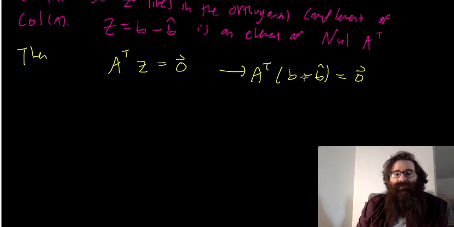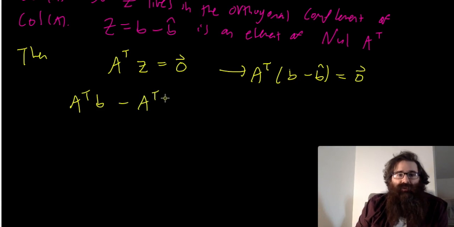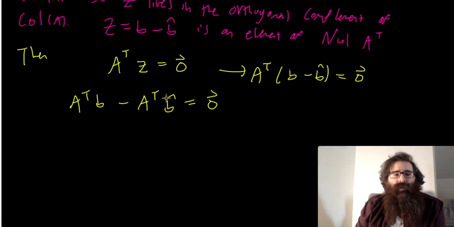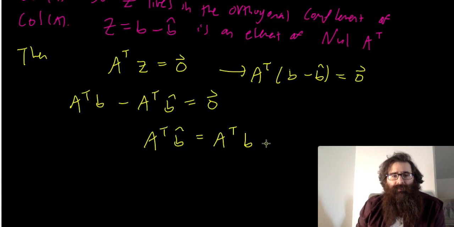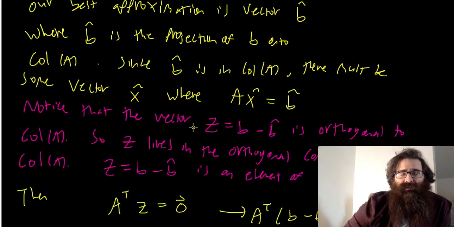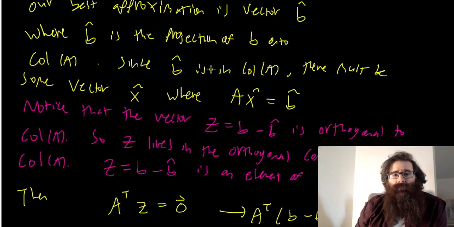And then now I can actually multiply this in. I could say, well, this is the same as A transpose b minus A transpose times b hat equals the zero vector. And here I can go ahead and add this over to the other side. So I'm going to write it this way. So then these two things must be equal if their difference is the zero vector. So that means A transpose times b hat is equal to A transpose times b. But what did we say about b hat? Well, we said that since b hat is in the column space of A, there must be some vector x hat where A times x hat is equal to b hat.